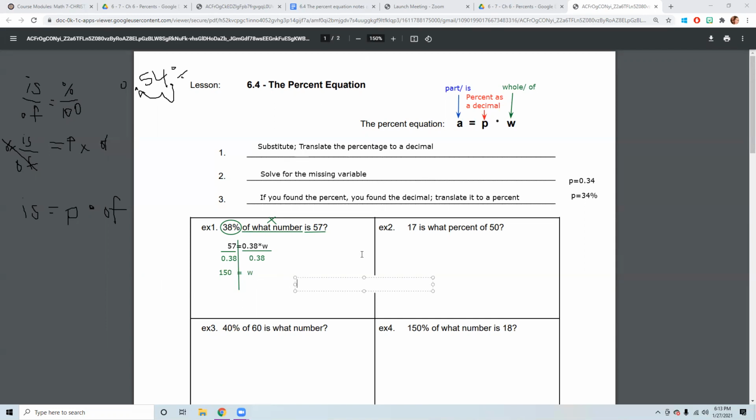So I'm going to write it over here. W equals 150. And so that's going to be my final answer.